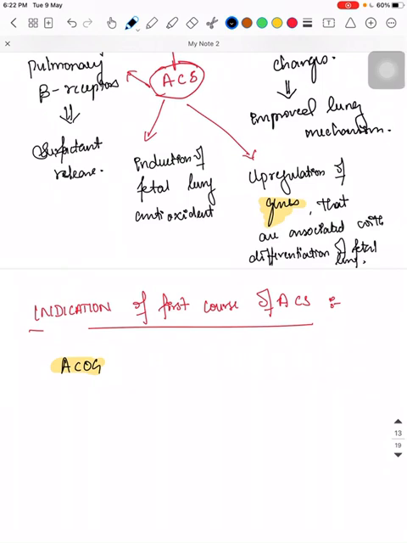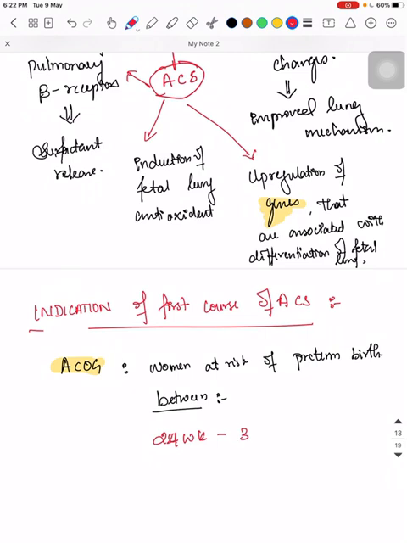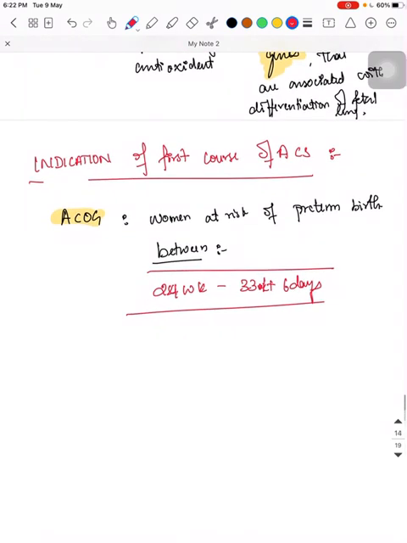So these are women at risk of preterm birth between 24 weeks to 33 weeks plus 6 days, who are advised to be given the first dose of antenatal corticosteroids. They can be given this steroid irrespective of whether it is a singleton or a multiple pregnancy. Plus they should be meeting the following components.